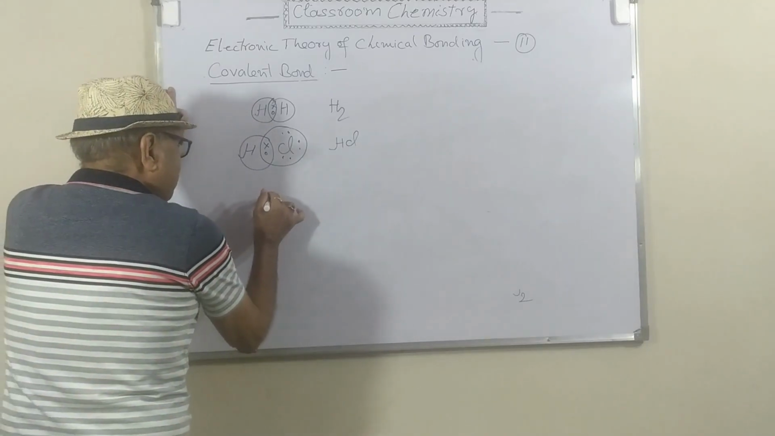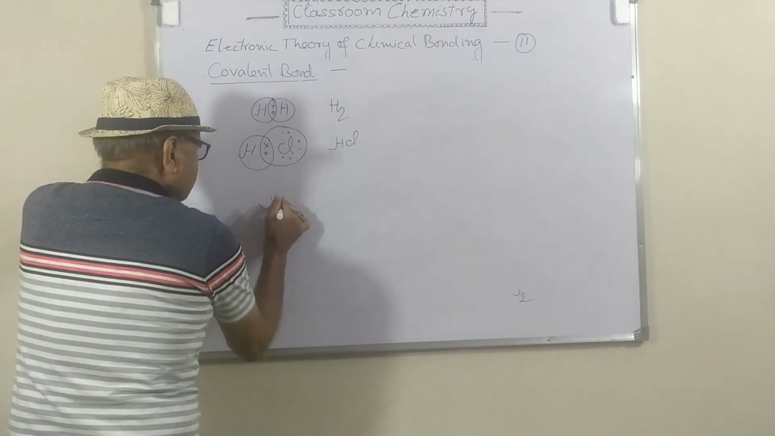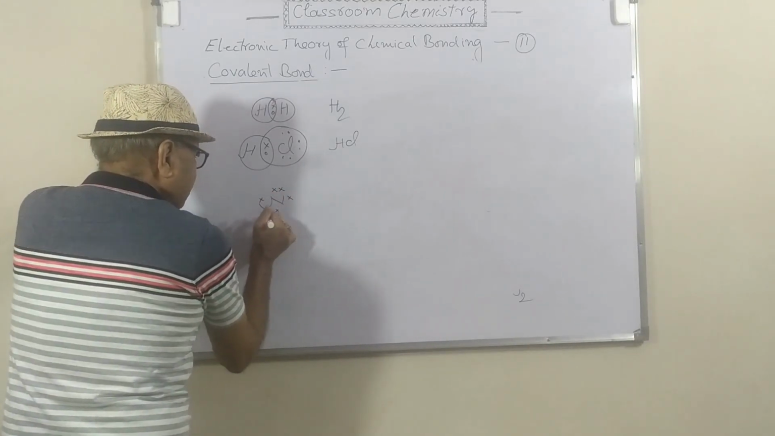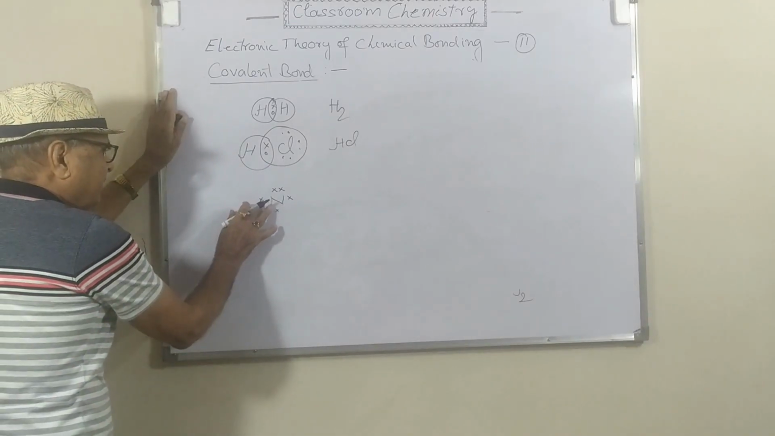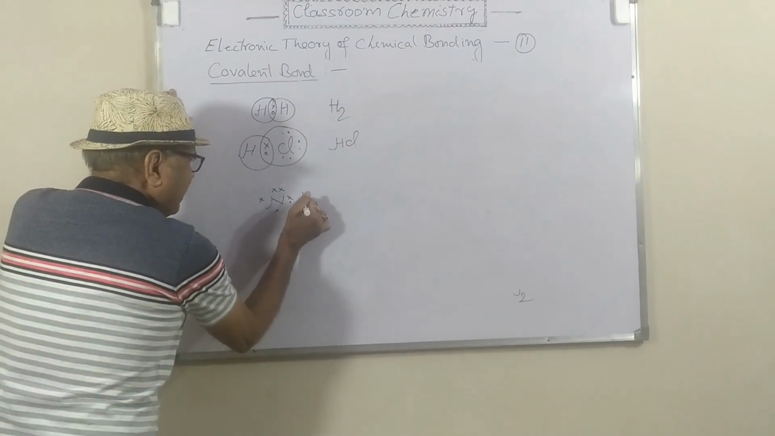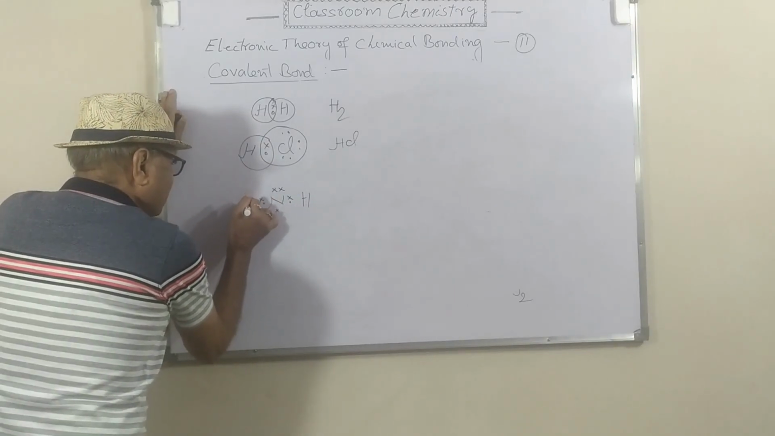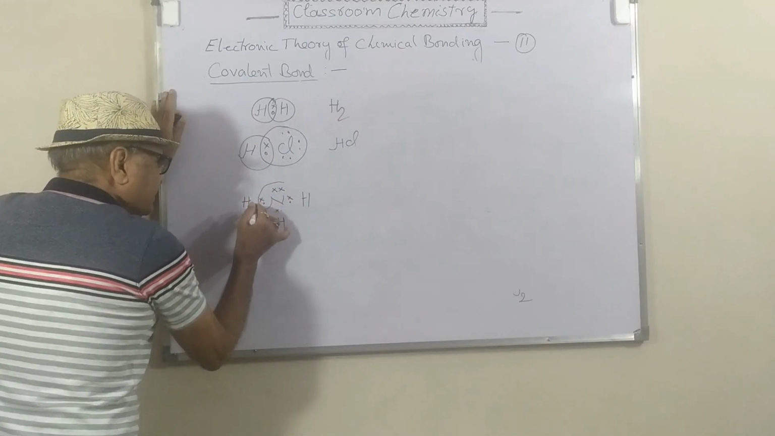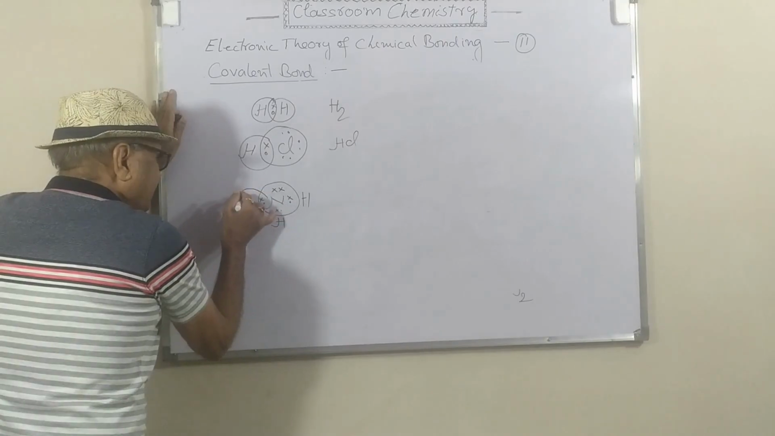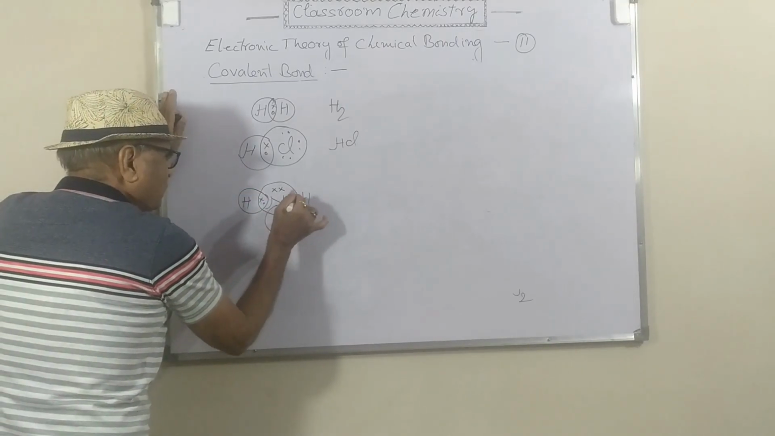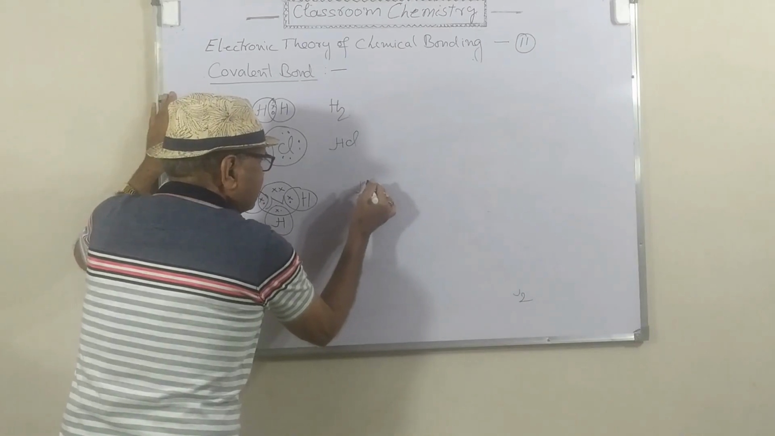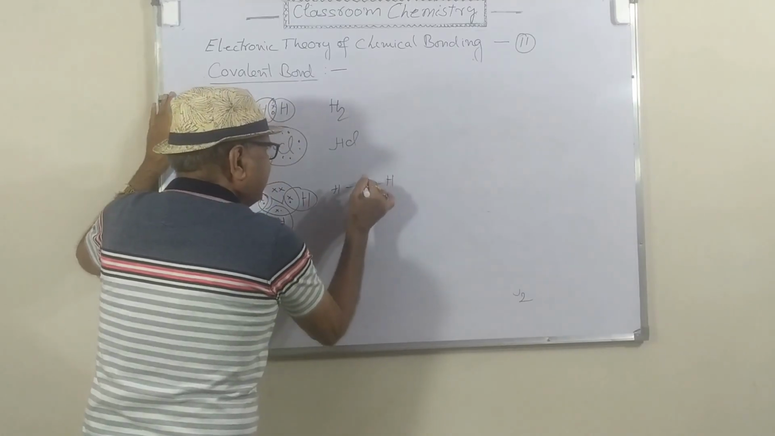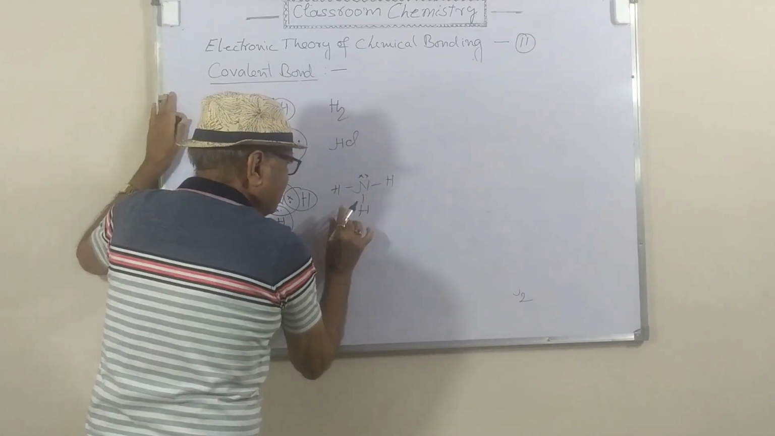Now I am taking the example of NH3. See, there are 5 electrons in the nitrogen. So 1 electron from 1 hydrogen, this electron from the second hydrogen, and this electron from the third hydrogen. So the octet is complete in this way, and here nitrogen, all the hydrogen have 2 electrons. So this is the structure of ammonia, NH3.